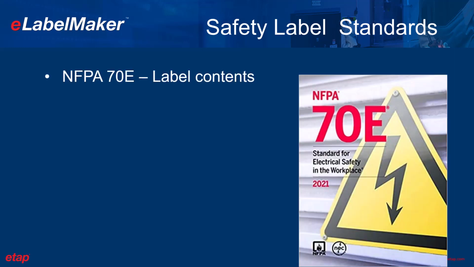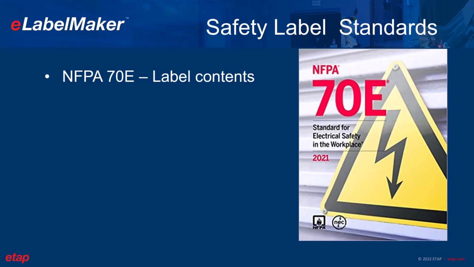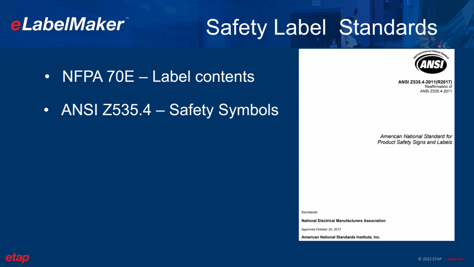The first one here is the NFPA 70E, the standard for electrical safety in the workplace. This standard also has several details regarding the work performed on energized equipment, and also talks about arc flash labeling and the equipment labeling section. We also have safety symbols provided by the American National Standard for Product Safety Signs and Labels, which is ANSI Z535.4. These symbols are useful to identify the potential risk and the hazard present in an equipment.